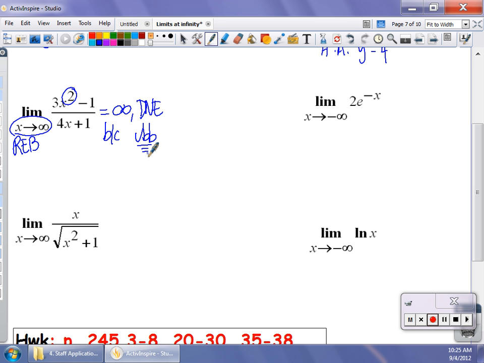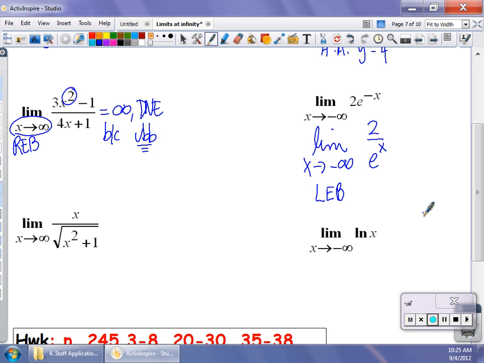Now, in the next problem, I don't have a rational function. I have an exponential function, and we said earlier this is the same thing as the limit as x approaches negative infinity, which is left end behavior, of, I'm going to rewrite this as 2 over e to the x.